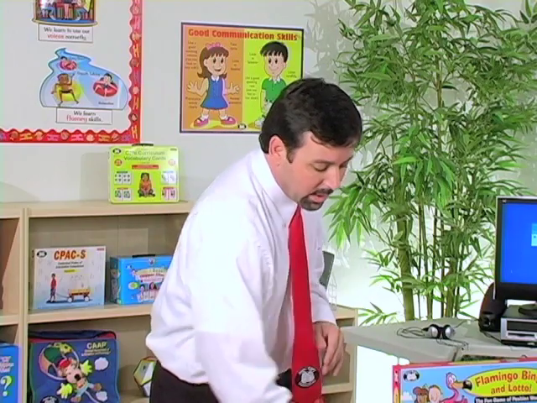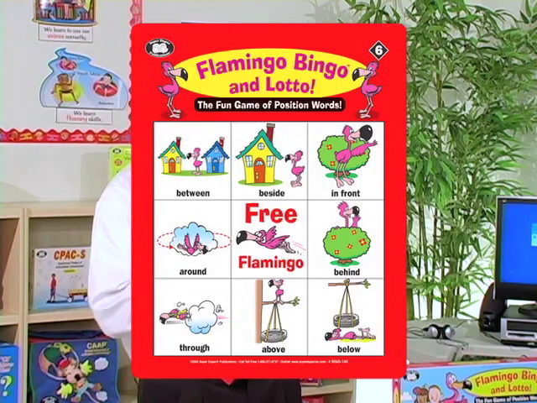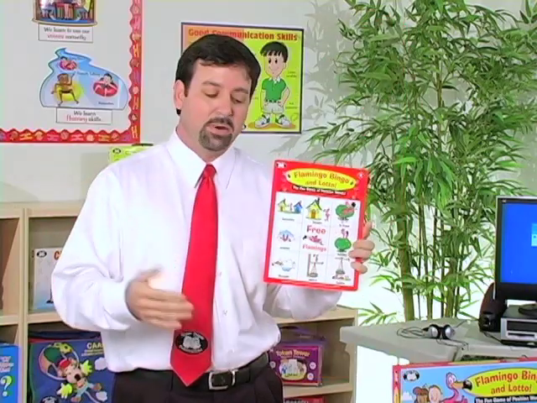And today I want to share a little bit of information with you about a great game that we have working on position words called Flamingo Bingo. Now, Flamingo Bingo is going to have 16 laminated game boards. We're going to have 8 game boards that are double-sided. On one side, you're going to have a Lotto board that's going to have 8 pictures on it. And on the other side, you're going to have 9 pictures of like a regular Lotto board that you would use with any other game.